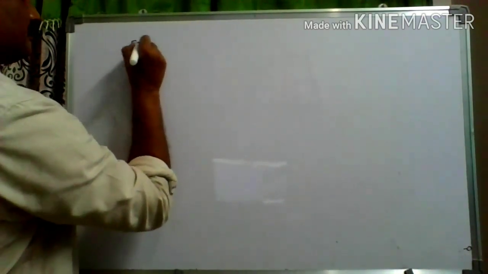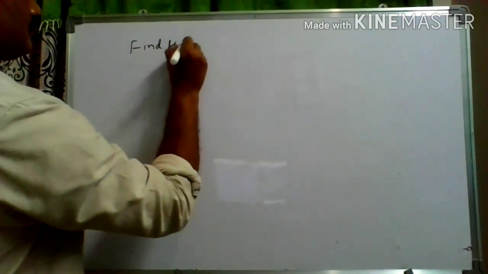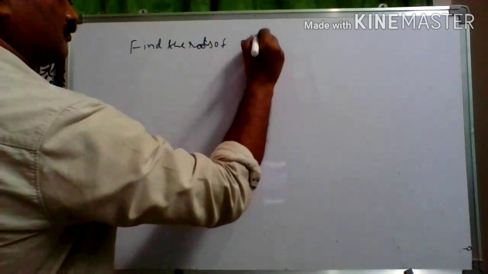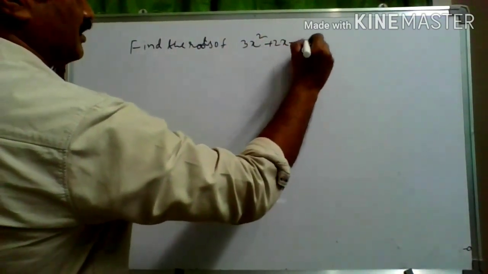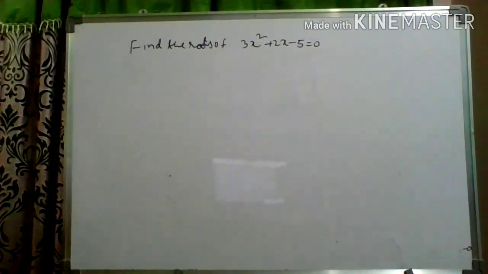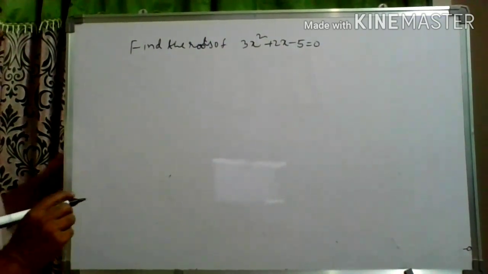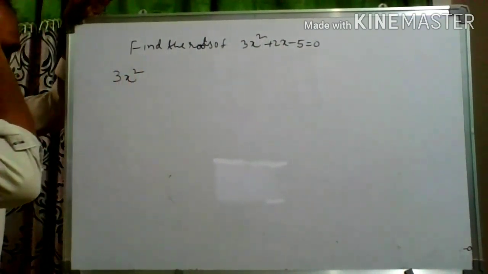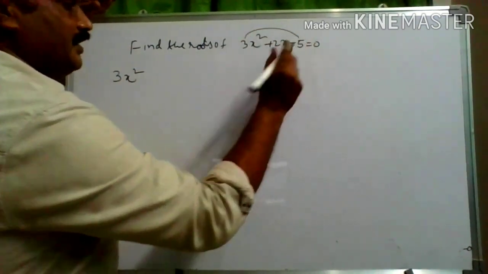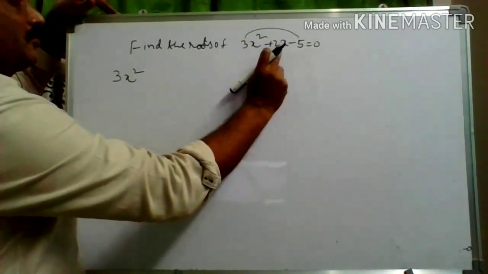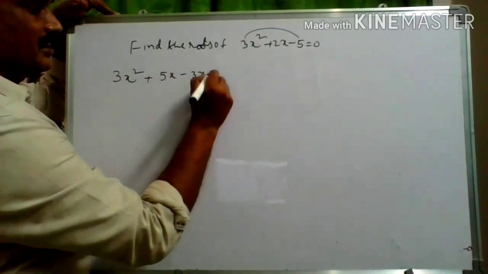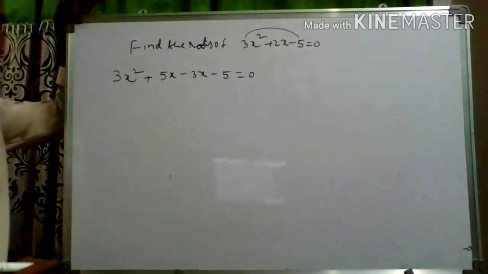Find the roots of 3x square plus 2x minus 5 is equal to 0. So in 3x square, find the roots, students. 3 5s are 15, 5 minus 3 is 2. So the equation becomes 3x square plus 5x minus 3x minus 5 is equal to 0.